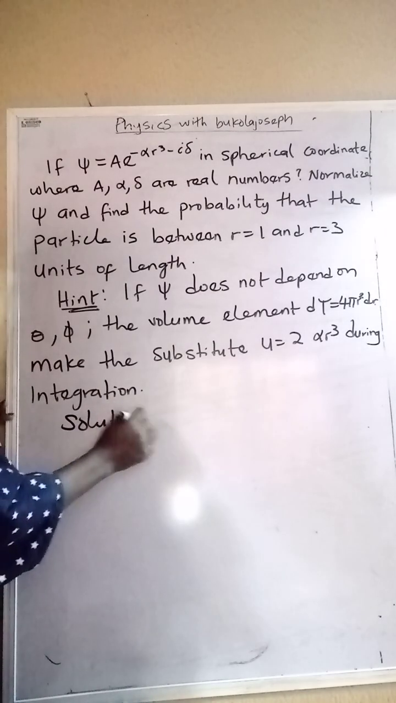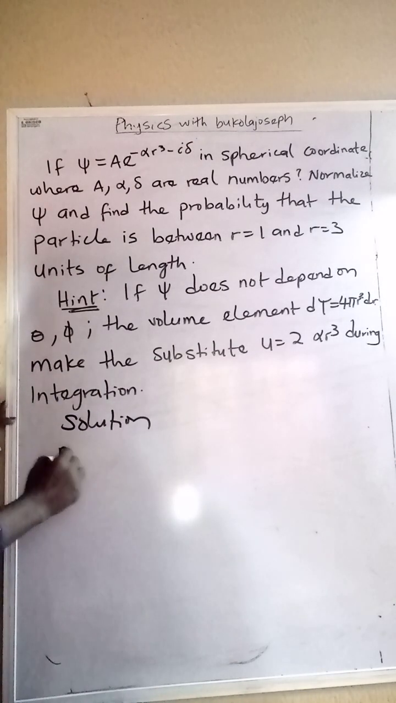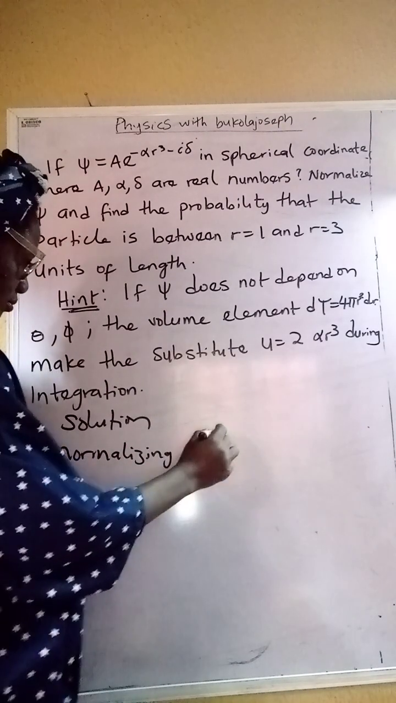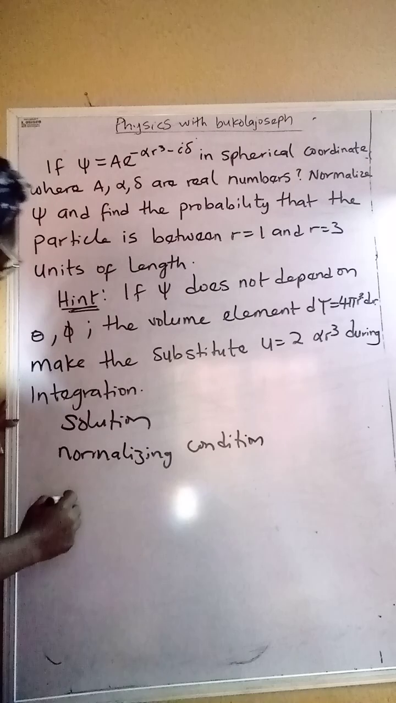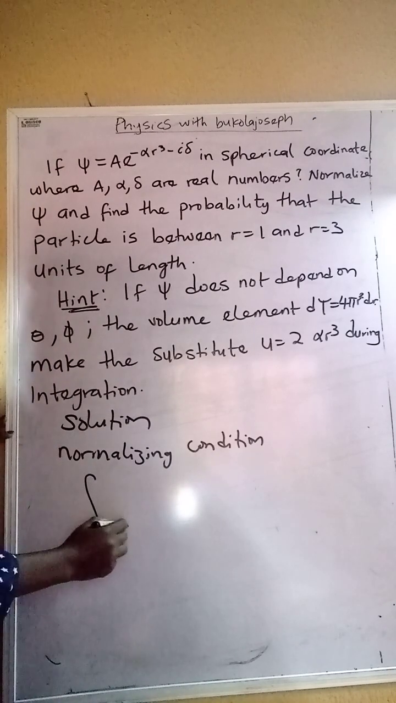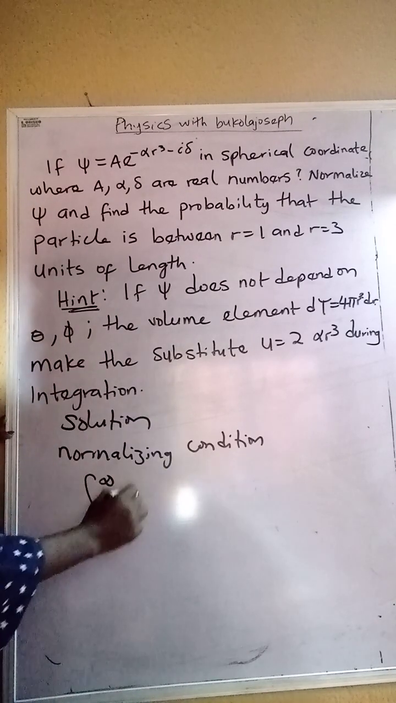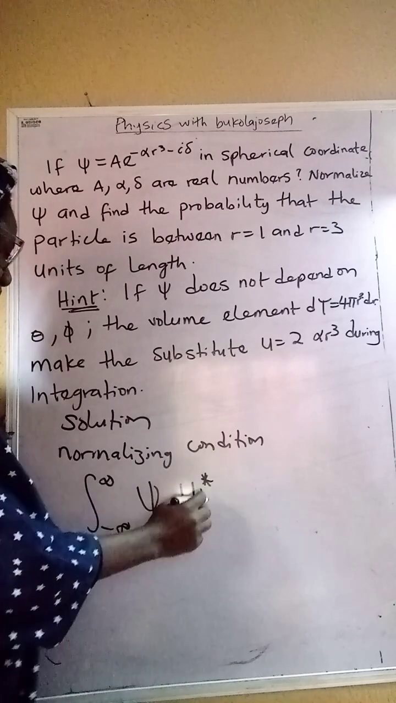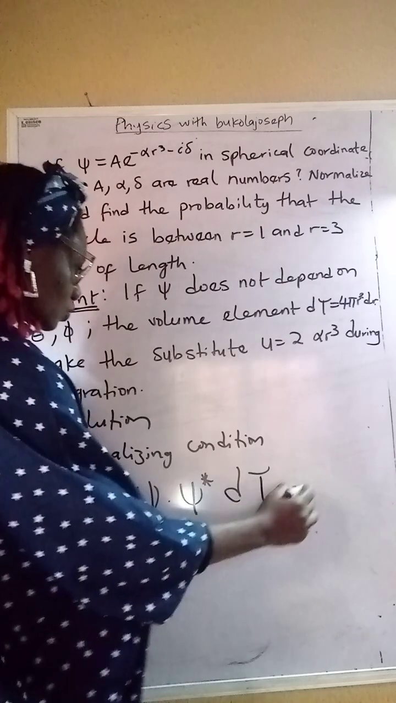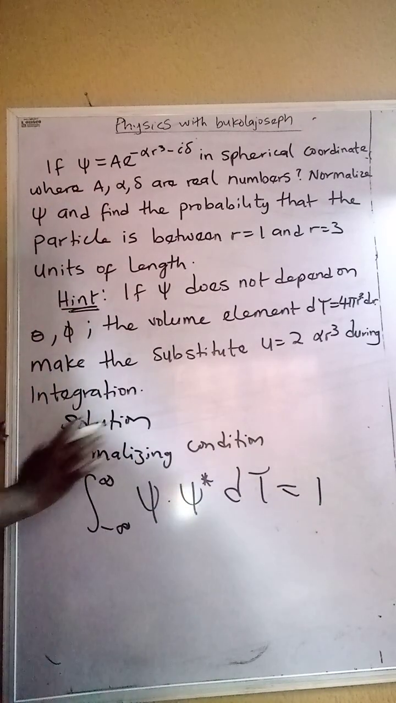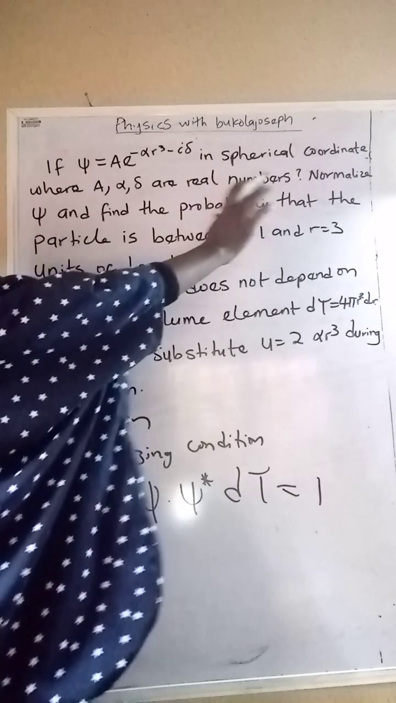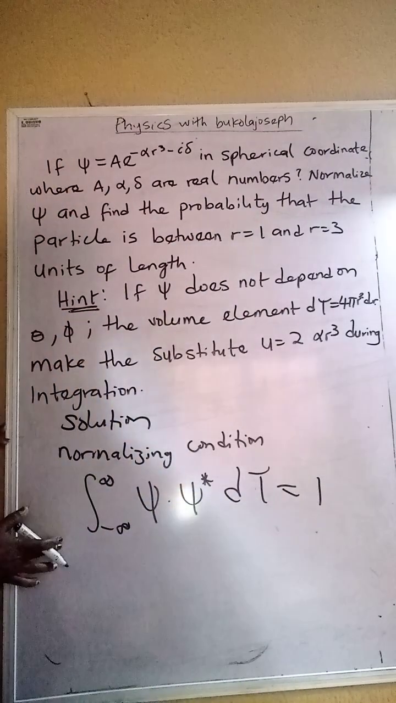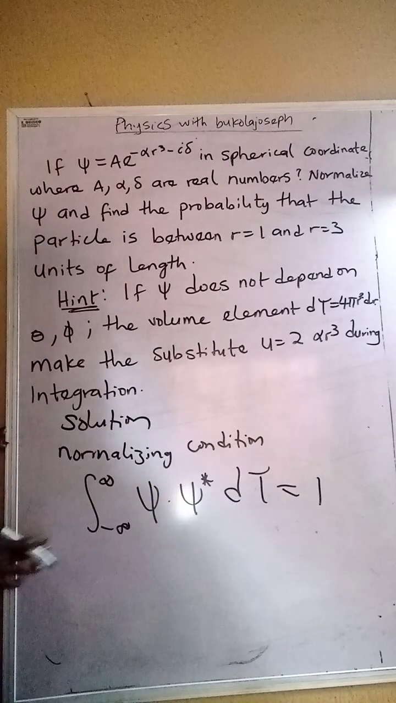Solution. The normalizing condition is this: integral from minus infinity to infinity of psi times psi conjugate dτ is equal to 1. So this is the normalizing condition because we are asked to normalize psi. So to normalize psi, we are going to be using this normalization condition, which is this.